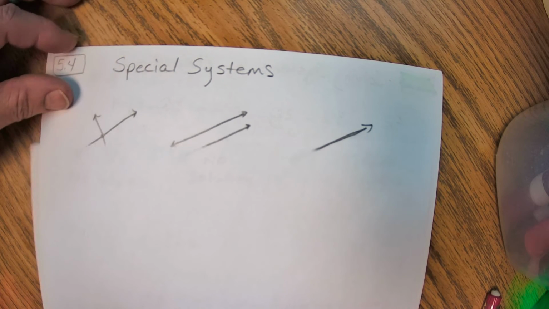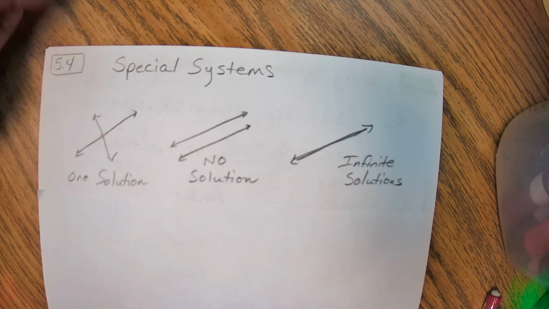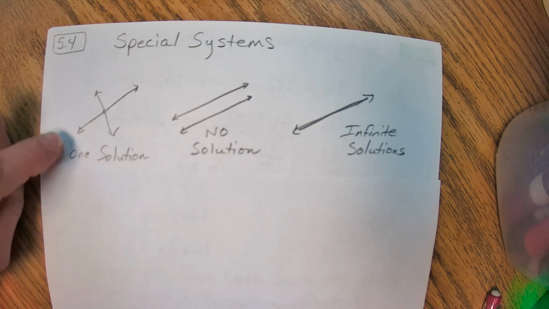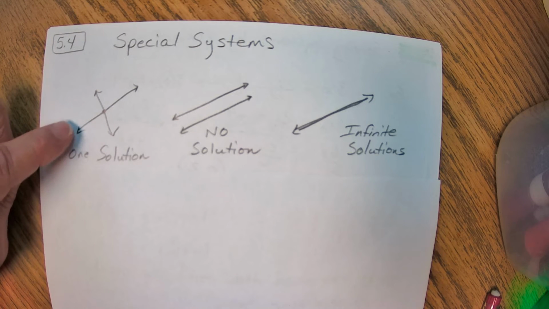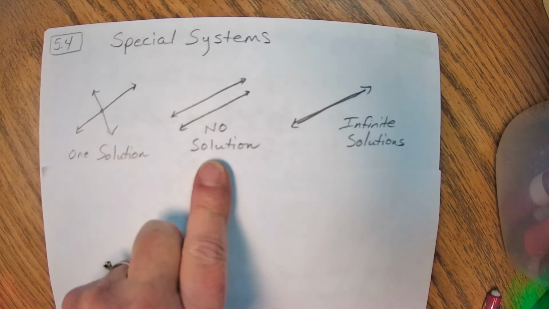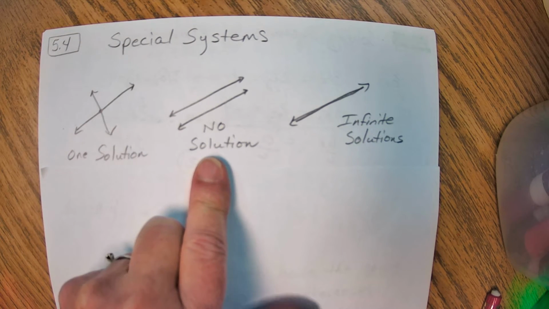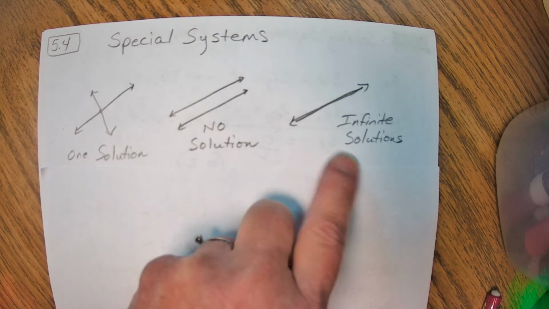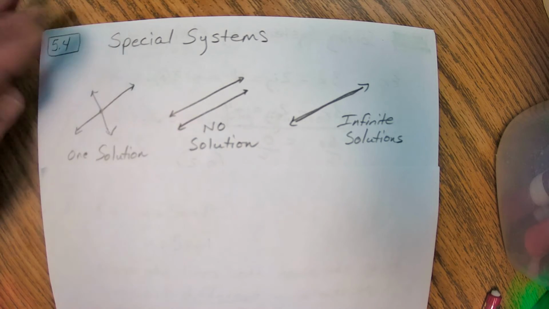Okay, this is Algebra 1, Section 5.4, and we're going to talk about special systems. So remember when we talked about the three different scenarios when you're solving systems of equations, you're either going to have two lines that intersect at a point, and that's the solution. You're going to have parallel lines, meaning that they will never intersect, so there is no solution. Or both of the equations represent the same exact line, which means that there are infinite solutions.